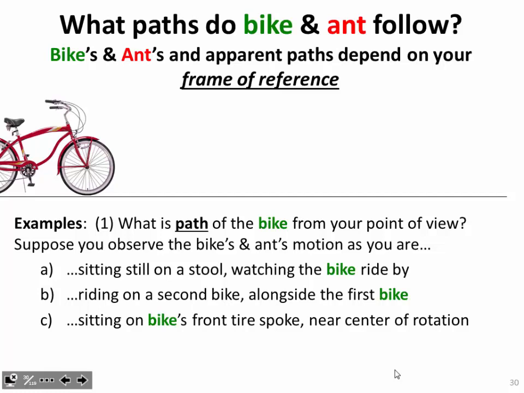Now, let's suppose you shrink yourself down, and I think there's a movie coming out right now where somebody's getting shrunk down. You shrink yourself down and put yourself on the spoke, but very close to the axle. So what motion does the bike appear to have in that instance?